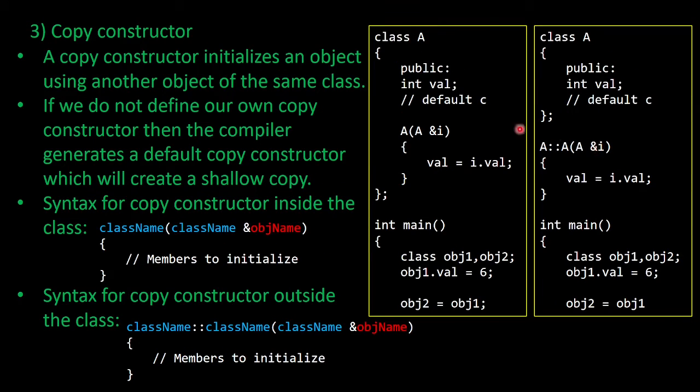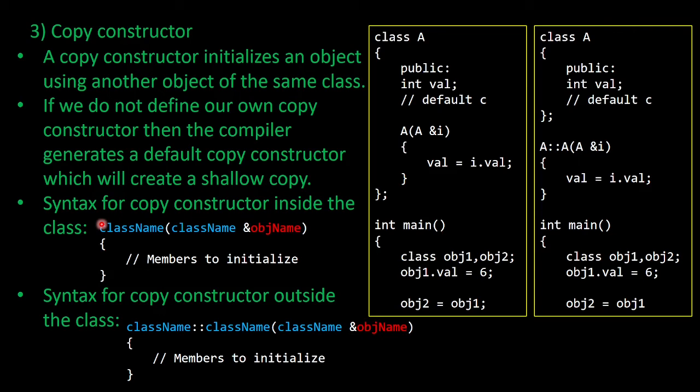Now let's look at the last type of constructor, which is copy constructor. A copy constructor initializes an object using another object of the same class. If we do not define our own copy constructor, then the compiler generates a default copy constructor, which will create a shallow copy. And this shallow copy will have many problems and lead to ambiguity in programs, which we'll see later.